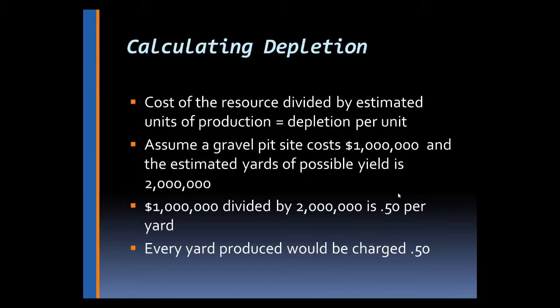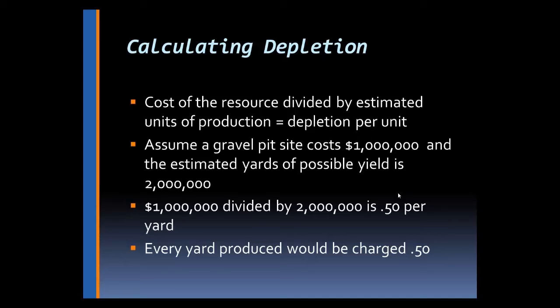Next, we're going to look at calculating depletion. Depletion is calculated by taking the acquisition cost of the resource divided by the estimated units of production. So let's assume we bought a gravel pit for $1 million. We have a piece of land that has a lot of gravel in it, and we pay $1 million for it.